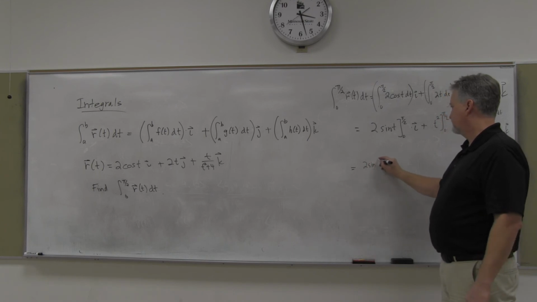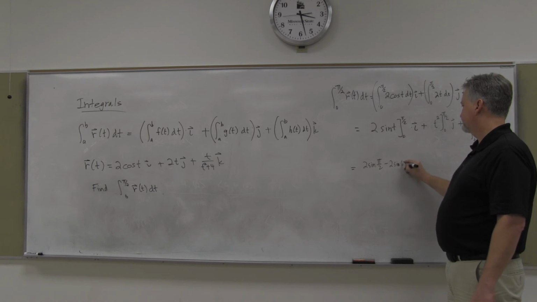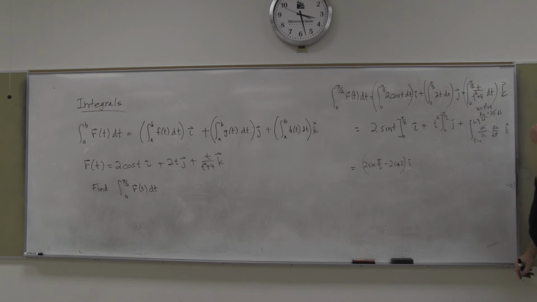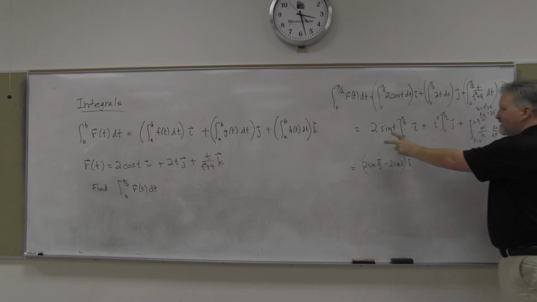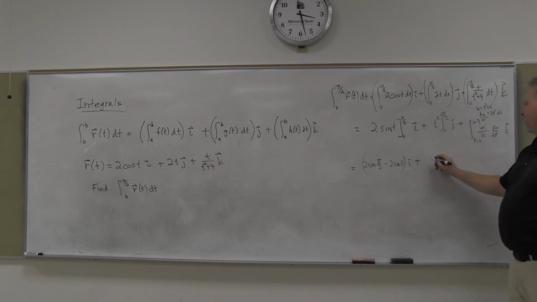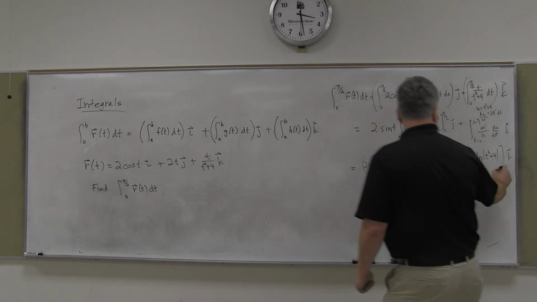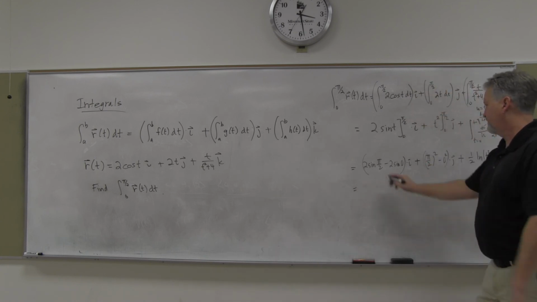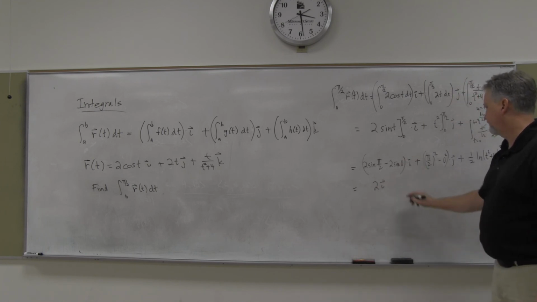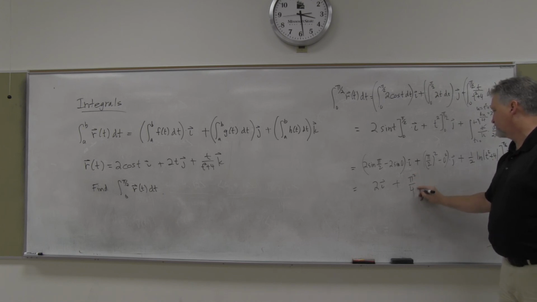So it'd be 2 sine of pi over 2 minus 2 sine of 0. It's easier just to do these integrals separately and then bring them together. That would be pi over 2 squared minus 0 squared times the j. But over here, like I said, that'll be 1/2 natural log of the absolute value of u, but we're dealing in positives, and we're doing t squared plus 4. So what do we got there? Sine of pi over 2 is 1, 2 times 1, so that's 2i. The sine of 0 is 0. It'll be pi squared over 4 times the j, because of the 0.